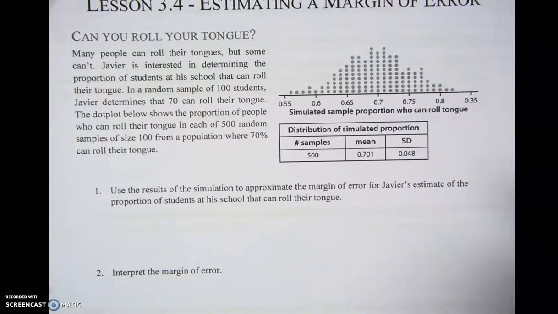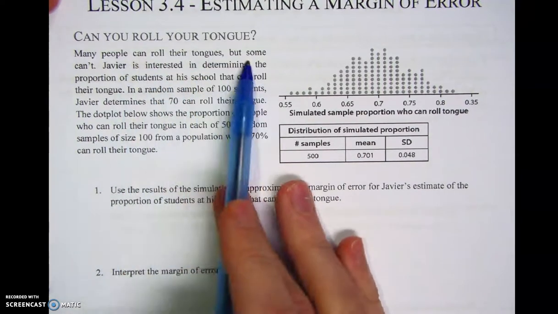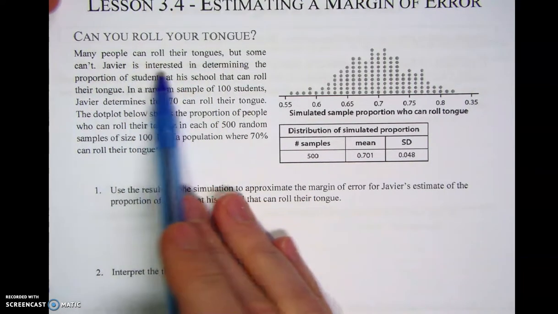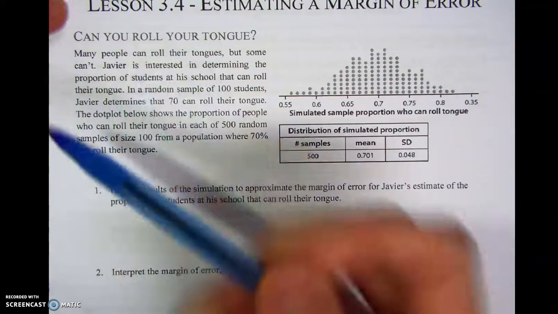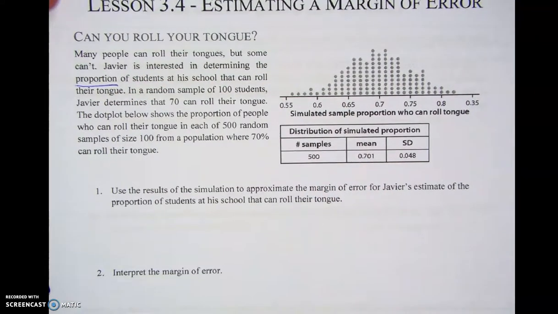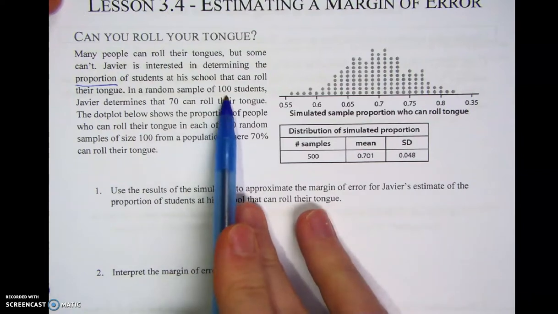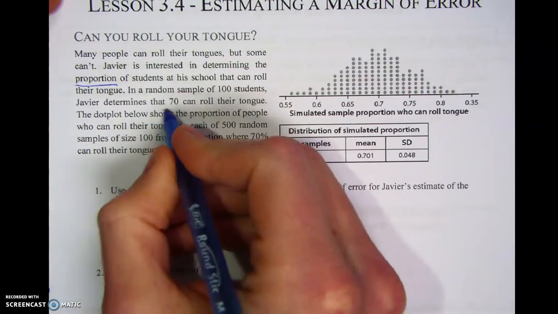There's a lot of information here. We need to pick out the important part here. Many people can roll their tongues, but some can't. Javier is interested in determining the proportion of students. So again, we're thinking proportion is percent at his school that can roll their tongue. In a random sample of 100 students, it determines that 70 can roll their tongue.